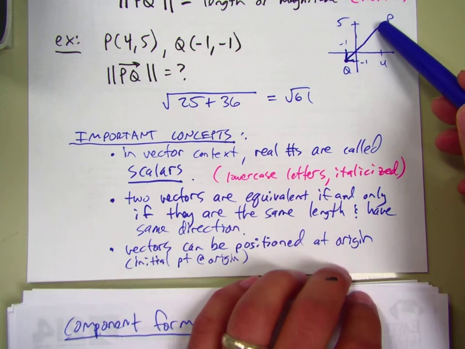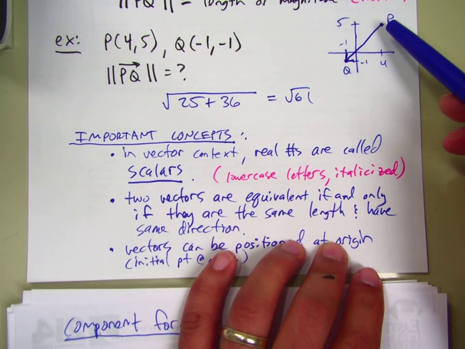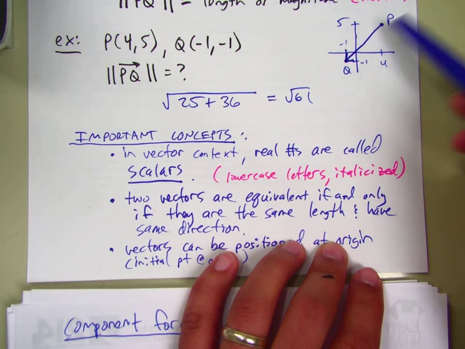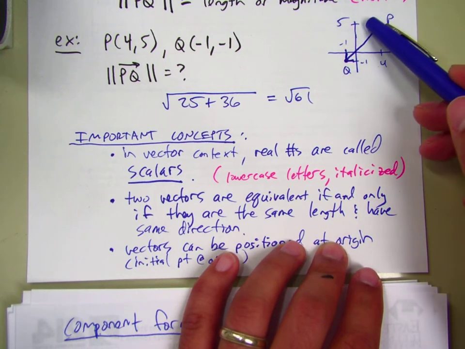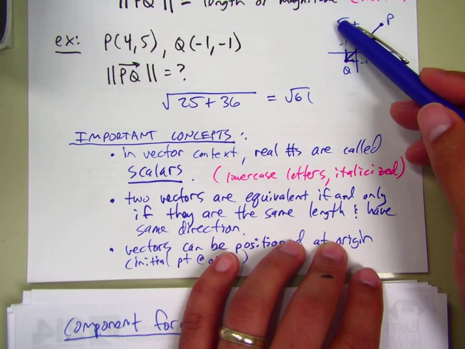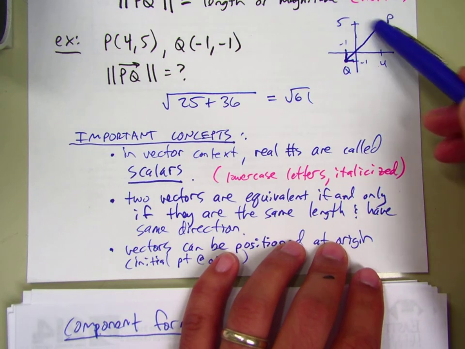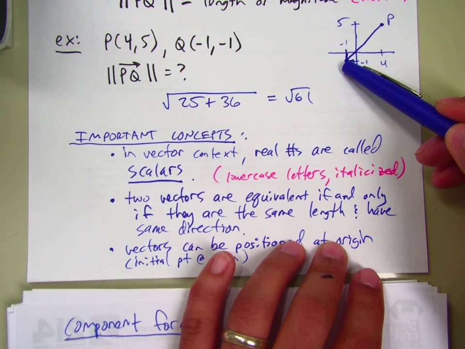So if I start at P, how far left would I have to go? And then how far down would you have to go to get to Q? So you'd go 6 to the left and then 5 down. Now let's attach a sign to that. So if we're going left, that's really -6, and if we're going down, that's really -5.